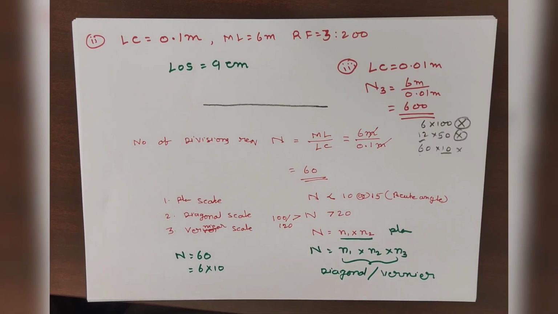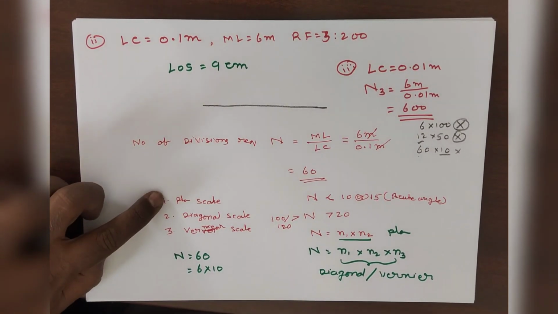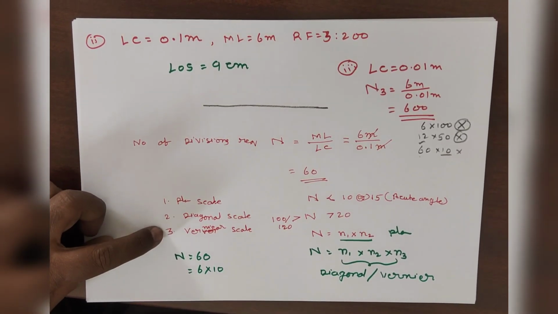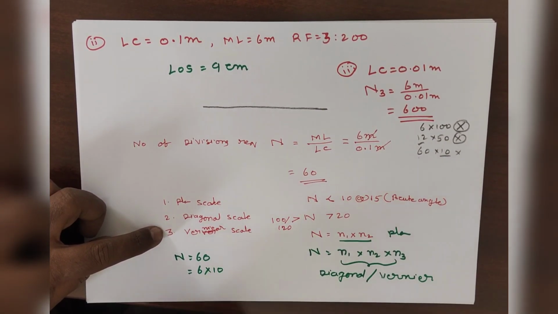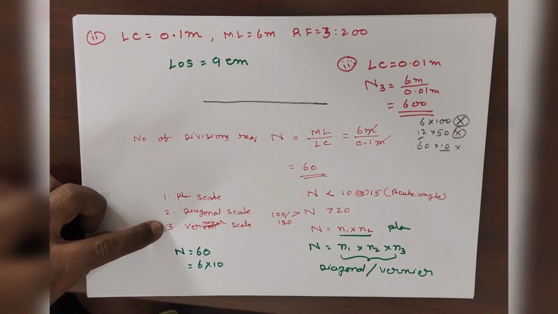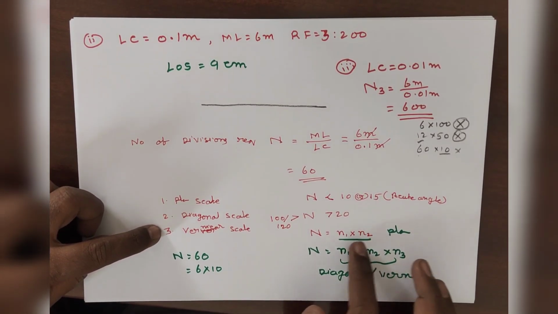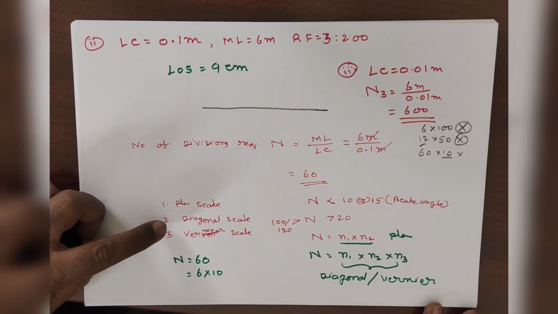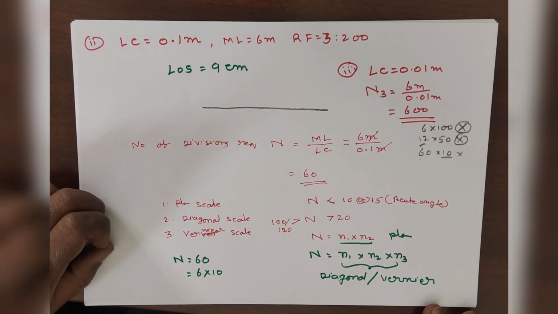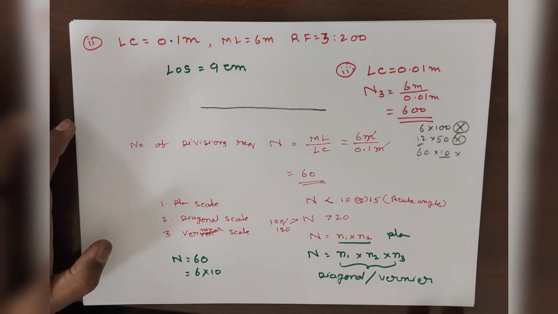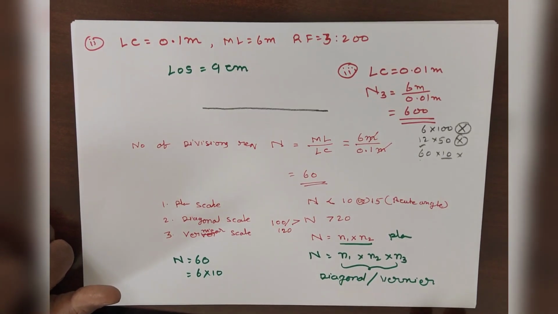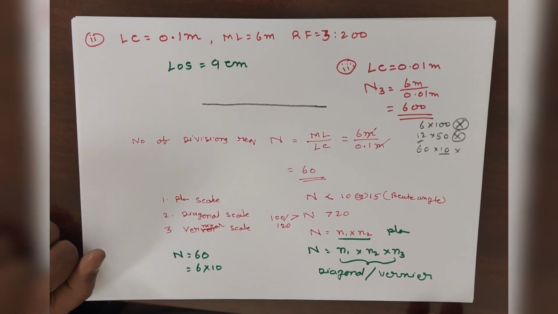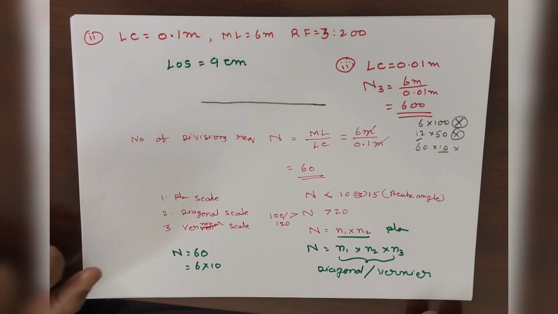Is it clear? So what are the different types of scales we will come across? Plane scale, diagonal, vernier. What is the necessity of going through these 3? If the number of divisions is more, we can't divide a line into that many divisions. Therefore, we will make it a product of 2. Then it is a plane scale. If you are going to divide it into 3, it is a diagonal or vernier scale. Apart from these, we have 2 more scales. One is the comparative scale. Another one is the scale of chords. Those also we will discuss in the next videos.